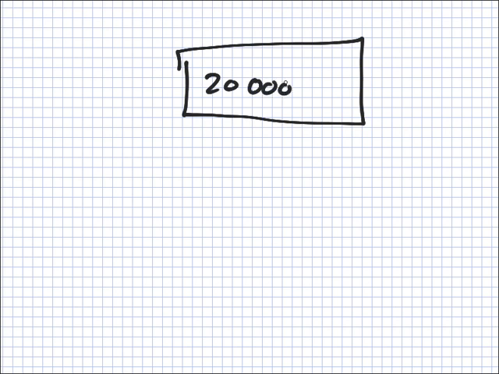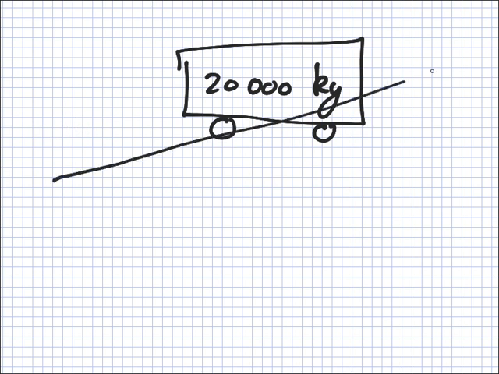A lorry of mass 20,000 kilograms. Sorry, I'll have to draw as you speak. It's a lorry of mass 20,000 kilograms? Thank you. Drives along the road, which is 10 kilometers long. Climbs a slope, given an overall vertical height of 200 meters. So I should have drawn it going up a hill. Alright, it's going up a hill.